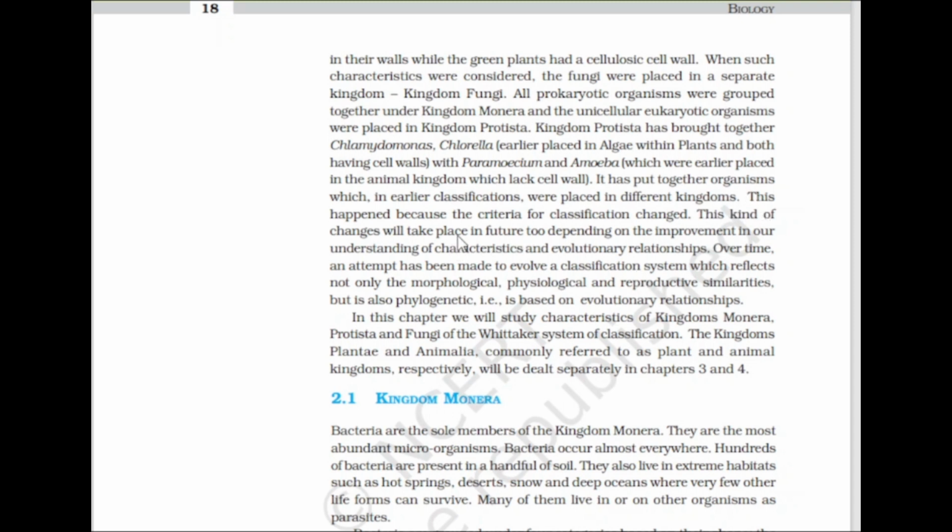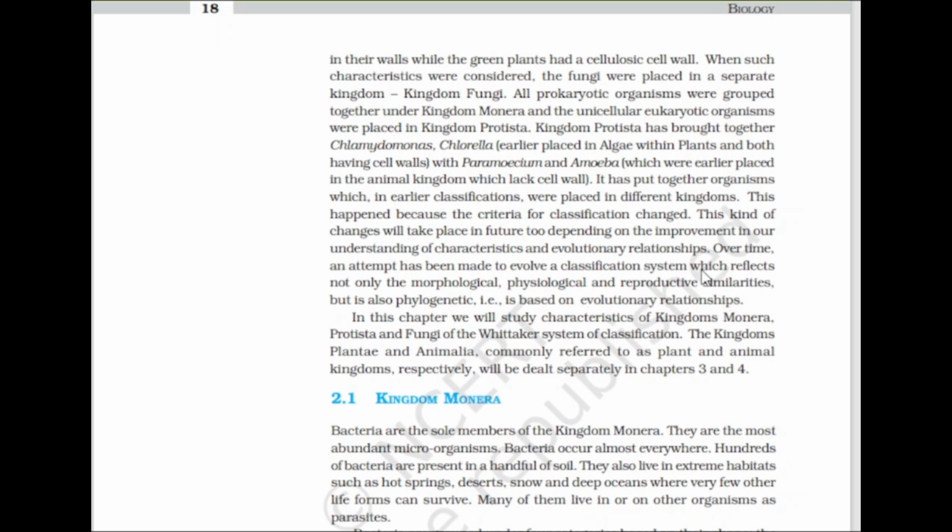These kinds of changes will take place in future too, depending on the improvement in our understanding of characteristics and evolutionary relationships. Over time, an attempt has been made to evolve a classification system which reflects not only morphological, physiological and reproductive similarities, but is also phylogenetic, that is based on evolutionary relationships.